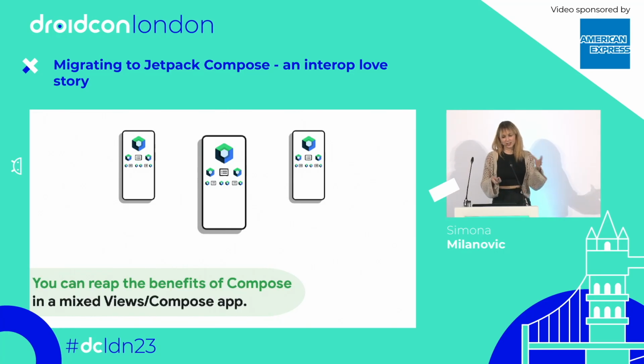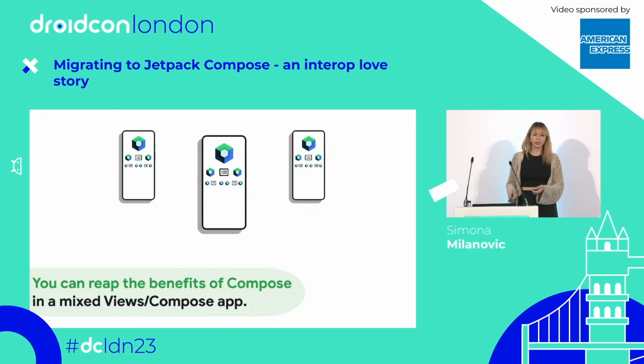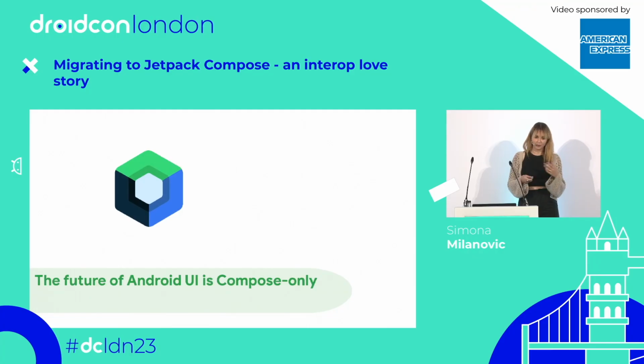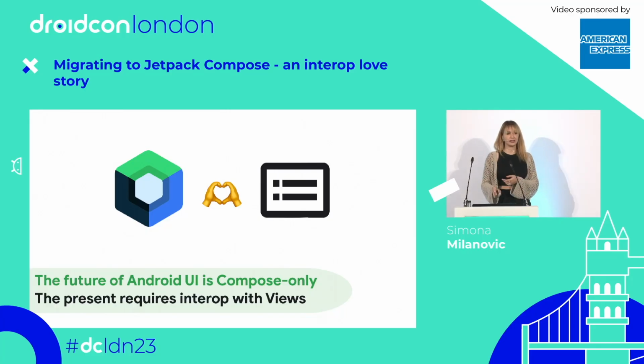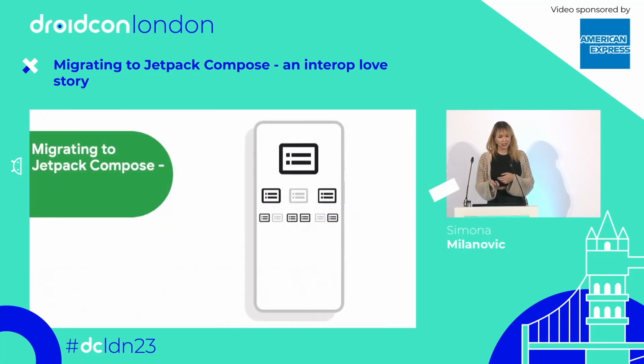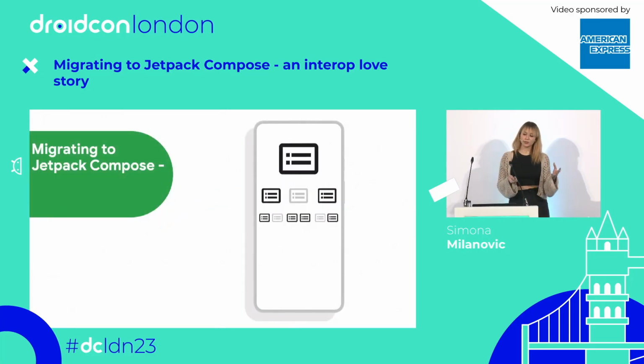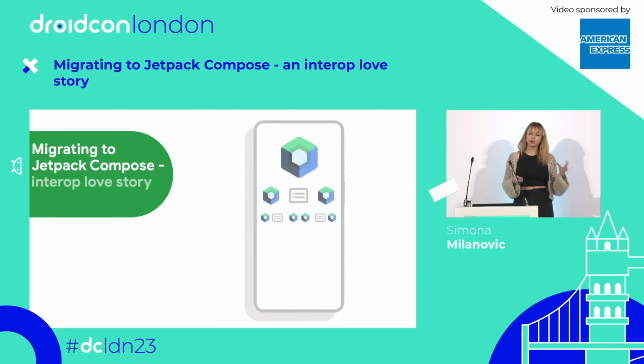You can reap the benefits of Compose in a mixed app. Views and Compose can coexist and they can work together, and the sooner you introduce Compose, the easier your maintenance will be in the long run. The future of UI is Compose only, but if you're migrating an existing app, the present will require interop with views. With that in mind, this talk follows migrating a view sample without going all the way to 100% Compose, keeping it in an interop state.